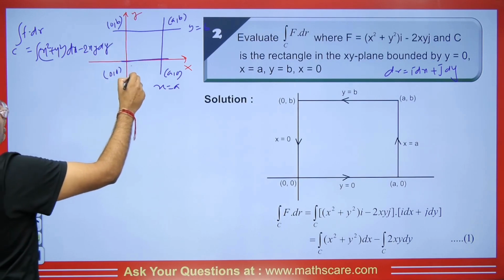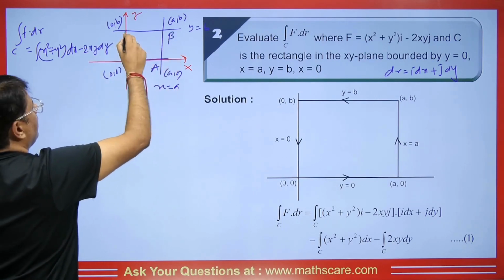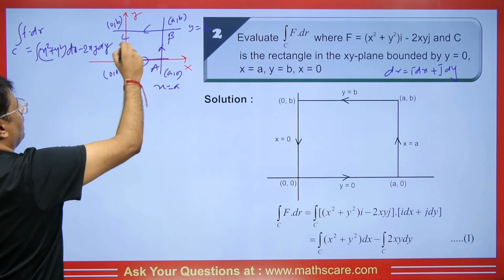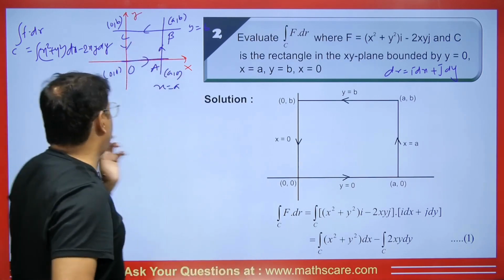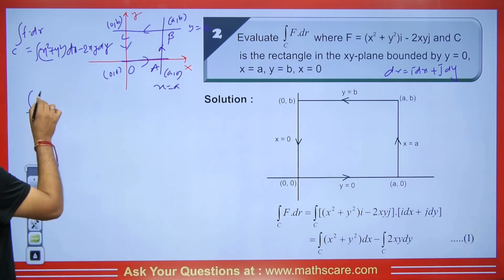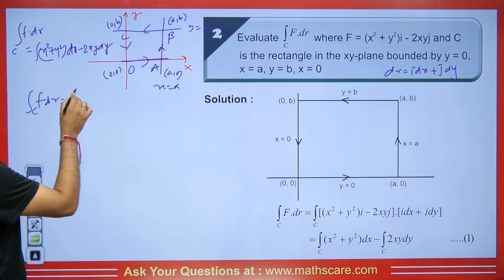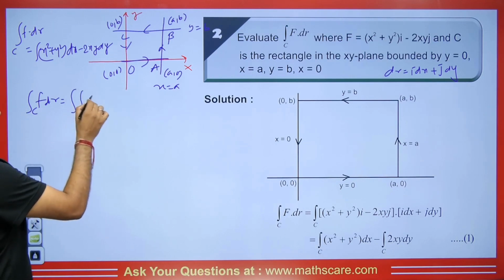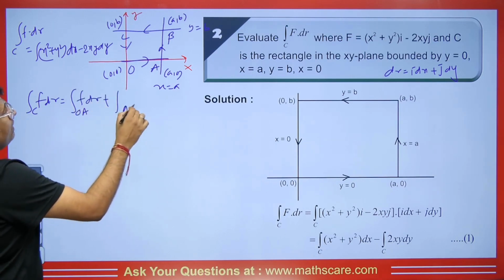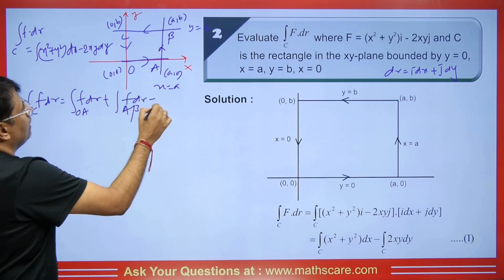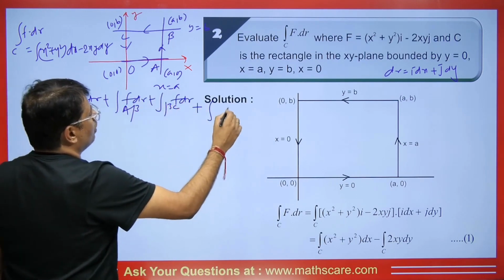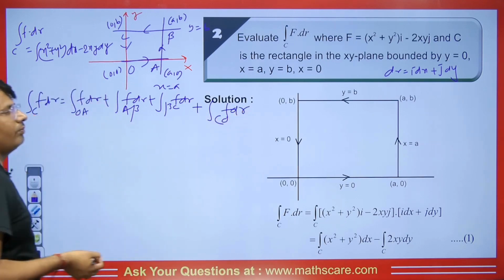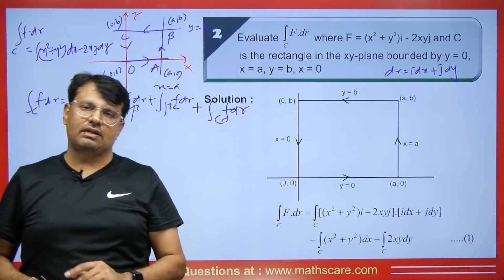And students, if I take this here as O, A, B and C, okay? There is a path. Since we have to do the integration along this path, we have to calculate its integration. So what will we do here? The value of the closed integral of F dot dr will be as follows: along this OA, the value of F dot dr, plus along AB, the value of F dot dr, plus along BC, the value of F dot dr, plus along CO, the value of F dot dr.